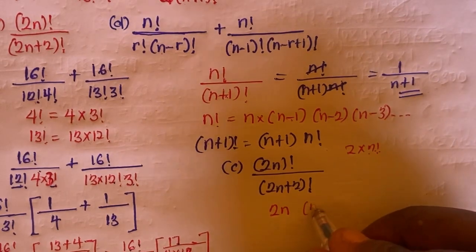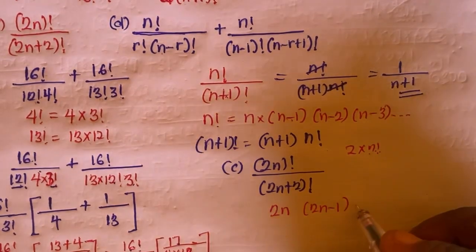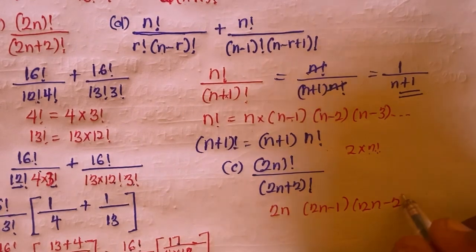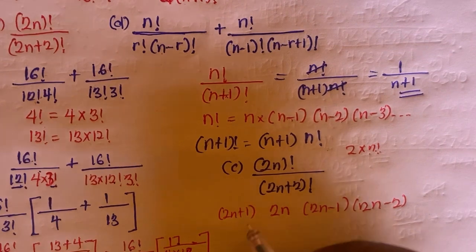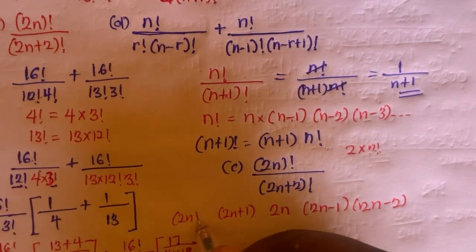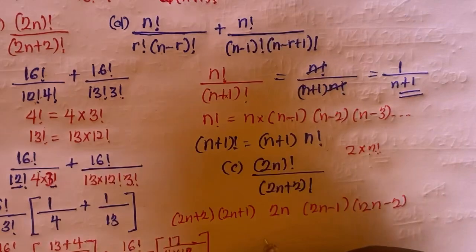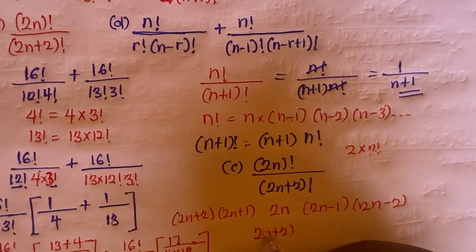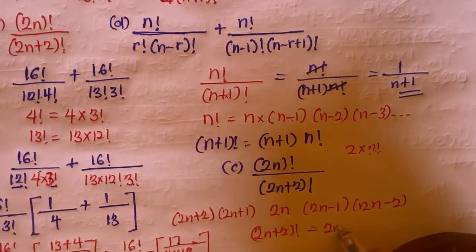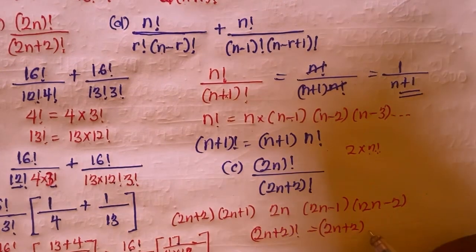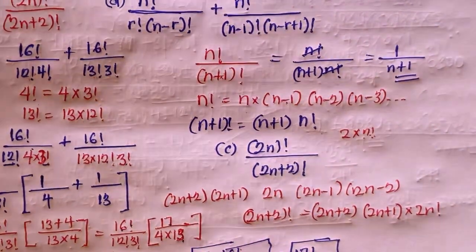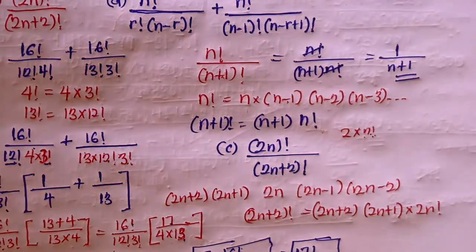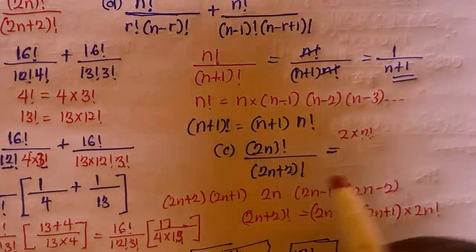Going towards the side, I'm going to have 2n minus 1, the number below 2n, 2n minus 2. The numbers above 2n are going to be 2n plus 1, and also 2n plus 2. Exactly. So in this case, it shows that my 2n plus 2 factorial is the same thing as 2n plus 2, right? Then multiplied by 2n plus 1. Then multiplied by 2n factorial. Exactly.